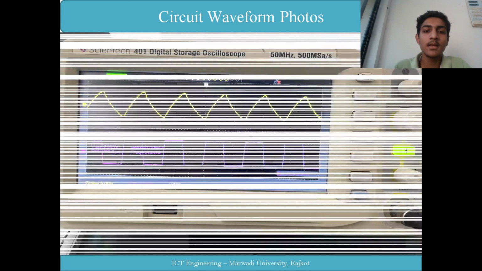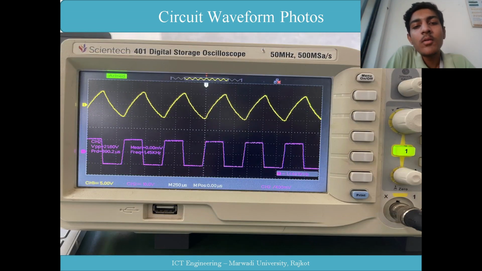Now we can see the waveform. In the waveform, the sine wave is our input waveform that we get from pin number 2. And the generated square waveform comes from pin number 6 in our circuit.